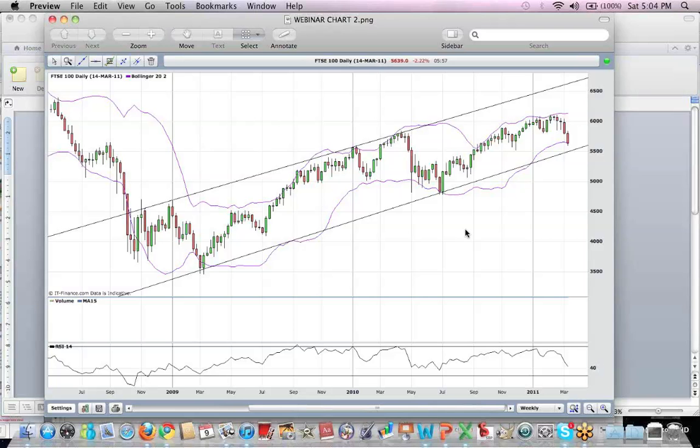That's an insight into what I'm looking at when I'm looking at these longer term trades. And hopefully you found that helpful.